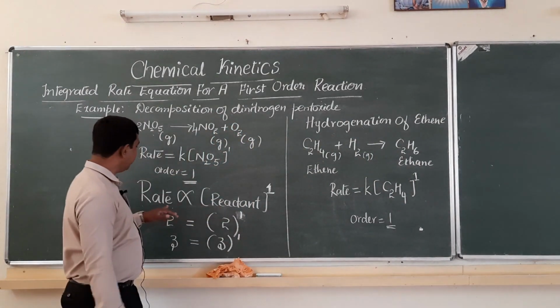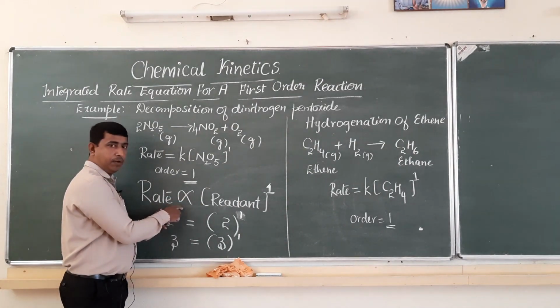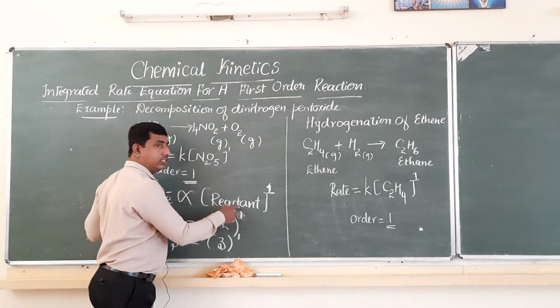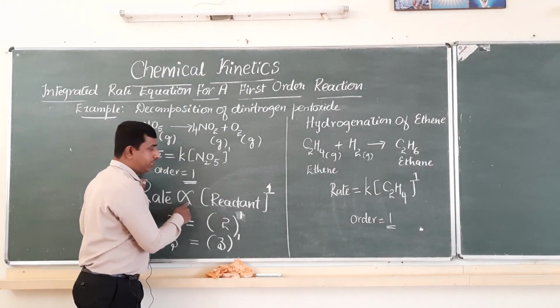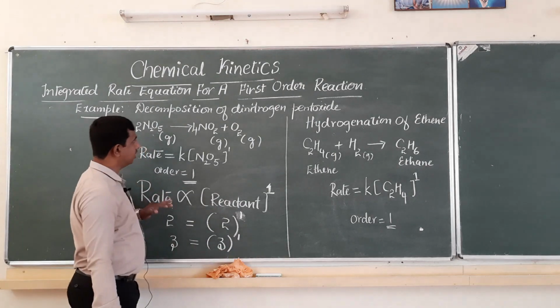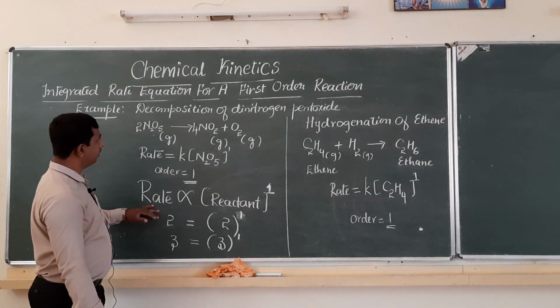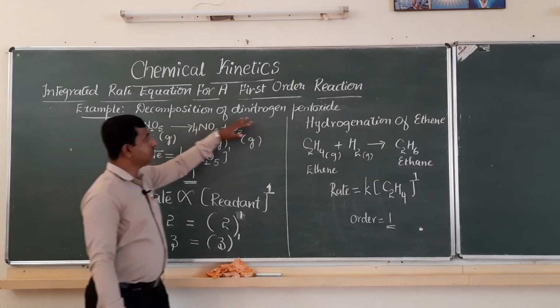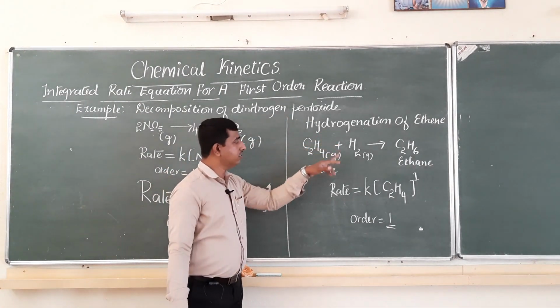It is a chemical reaction in which the reaction rate is directly proportional to the molar concentration of the reactant, or the rate of the reaction is directly proportional to the first power of the concentration of the reactant. Such a reaction is called a first order reaction. Examples of first order reactions: decomposition of dinitrogen pentoxide, and one more, hydrogenation of ethene.